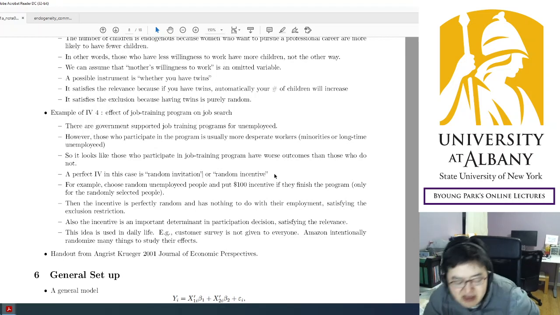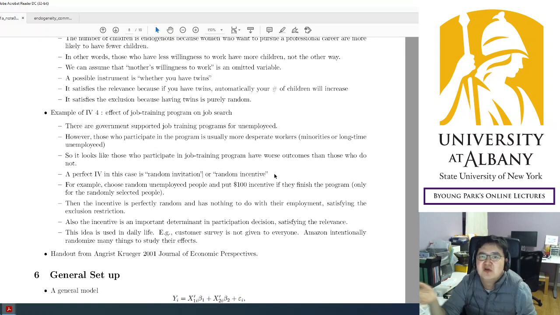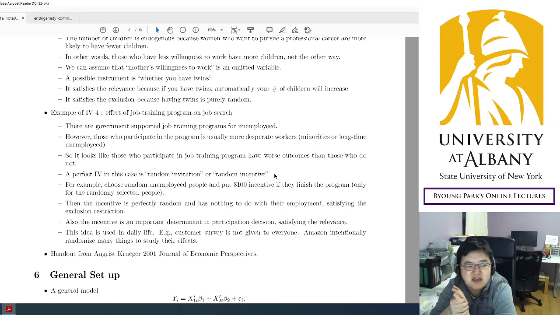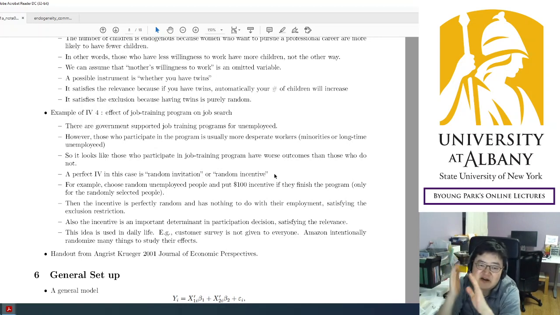So ideally, if you can force someone to attend the job training program, that is a randomized controlled experiment. That is a perfect case, but usually enforcement is not possible. You cannot bring a person from home to the job training program location. So instead, you are randomly advertising, giving one additional advertisement or giving incentives. Still, that is enough.